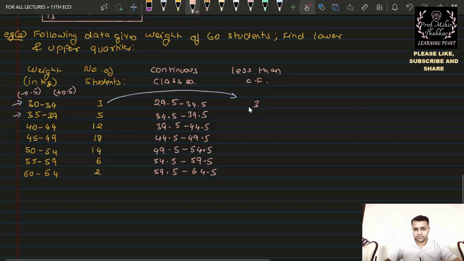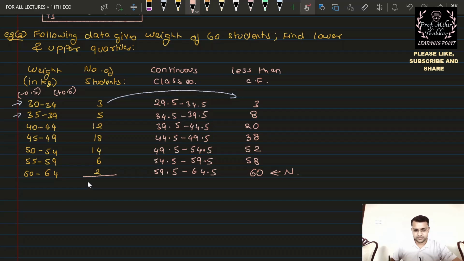is 3. 3 plus 5 gives you 8. 8 plus 12 gives you 20. 20 and 18 gives you 38. 38 and 14 gives you 52. 52 plus 6 is 58. 58 plus 2 is 60. So that becomes your required capital N value. So I get capital N is equal to 60.